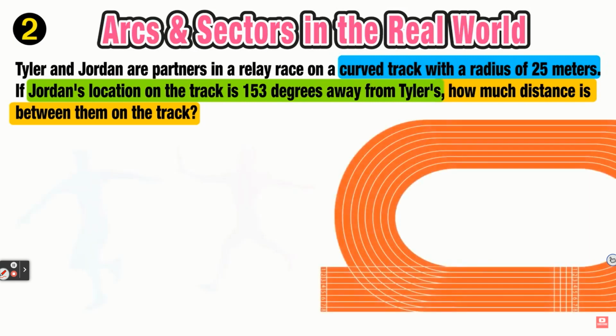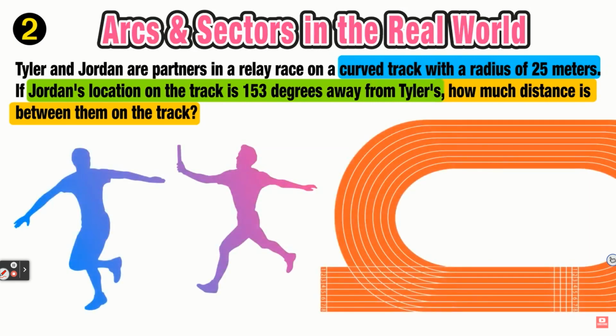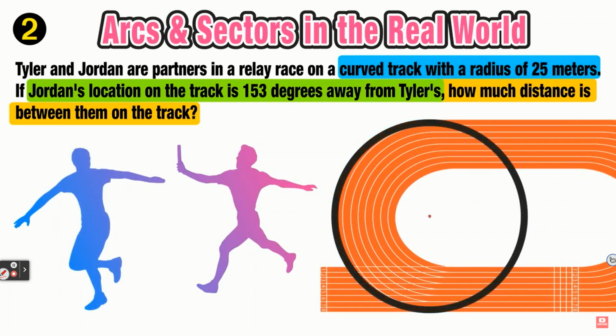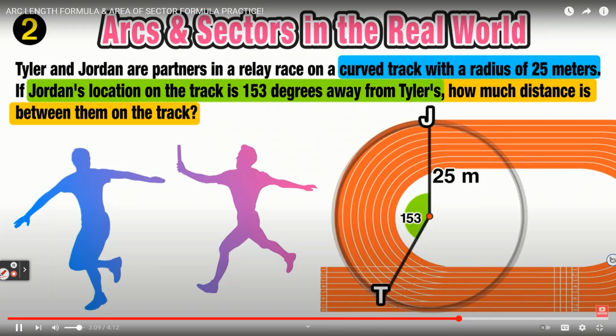So let's go ahead and visualize that curved racetrack. Since Tyler and Jordan are in a relay race, they're spread apart. They're on different locations on the track, and they have to meet each other and pass off a baton. So let's call Jordan's location J and Tyler's location T. We already know that the radius of the curved portion of the track is 25 meters long. We also know that Jordan's location on the track is 153 degrees away from Tyler's.